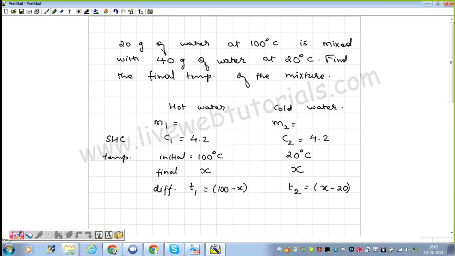The reason for taking it this way is because we are mixing water of 100 degrees Celsius and 20 degrees Celsius. So obviously the mixture is going to have temperature which will be less than 100 and more than 20. Correct? So because here it is less than 100, I am writing this difference as 100 minus X, and it is more than 20. So I am writing this as X minus 20.